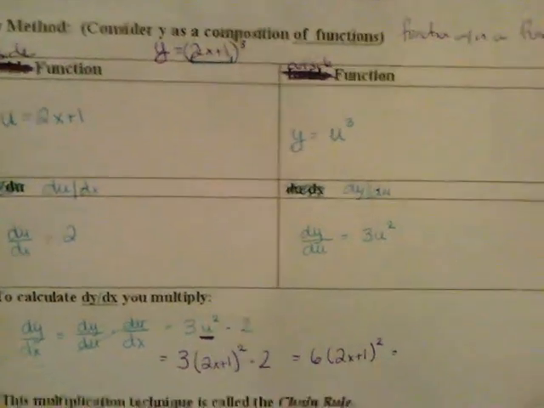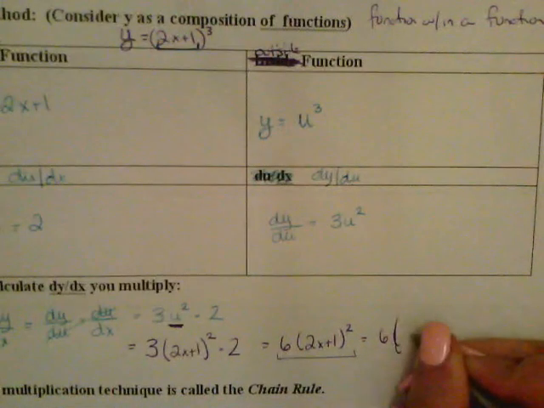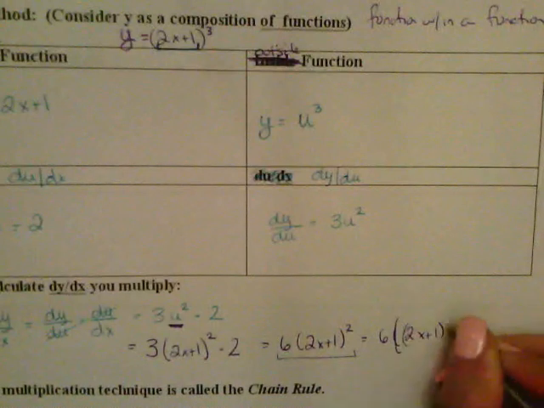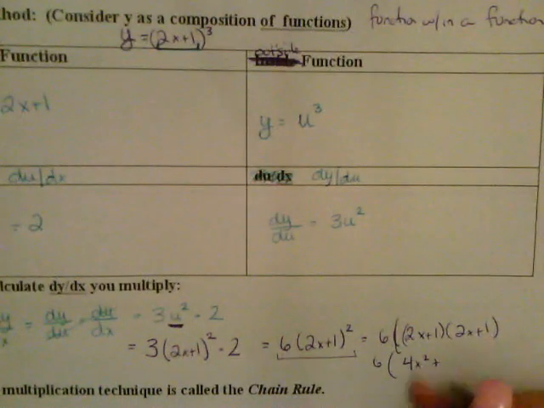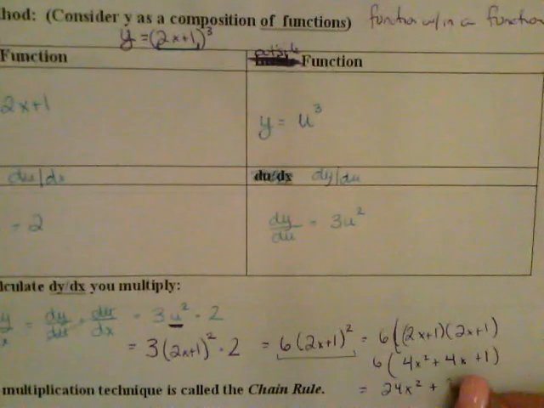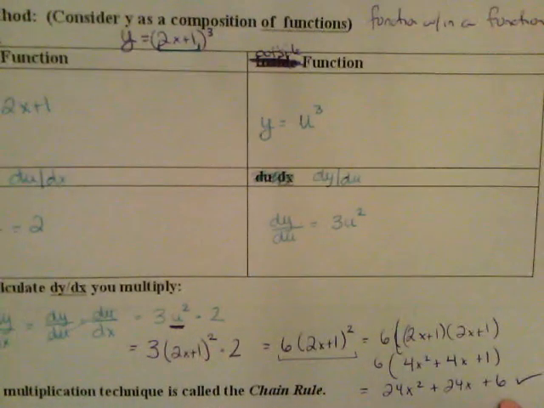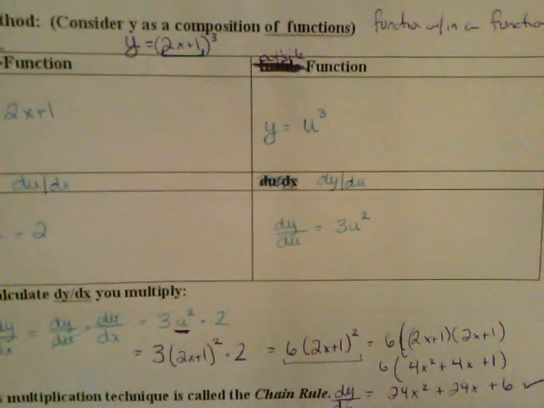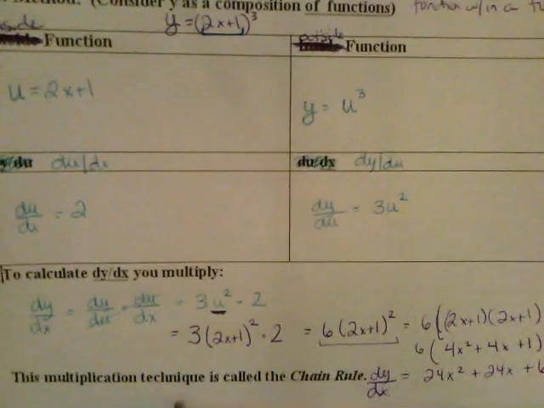If we continue to clean this up, we can leave this answer just as it is, but just to show you that it's the exact same answer as what we got in the previous problem, I'm going to FOIL this out. This is 2x plus 1 times 2x plus 1. So this is 6 times 4x squared plus 2x plus 4x plus 1, which ends up equaling 24x squared plus 24x plus 6. If you take a look at the previous page, you'll notice that these two answers are the same. It looks long, but it's really not once you get used to it. But this is tough if you don't practice. You will easily confuse yourself. So this multiplication technique is called the chain rule.